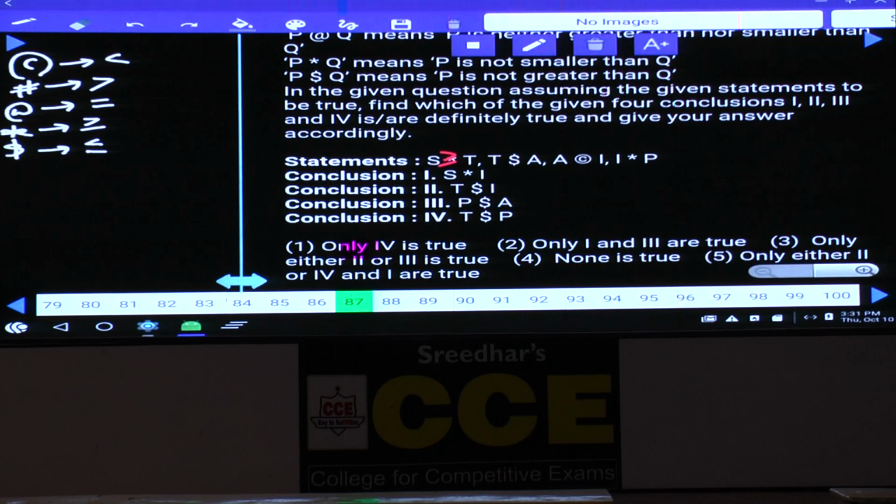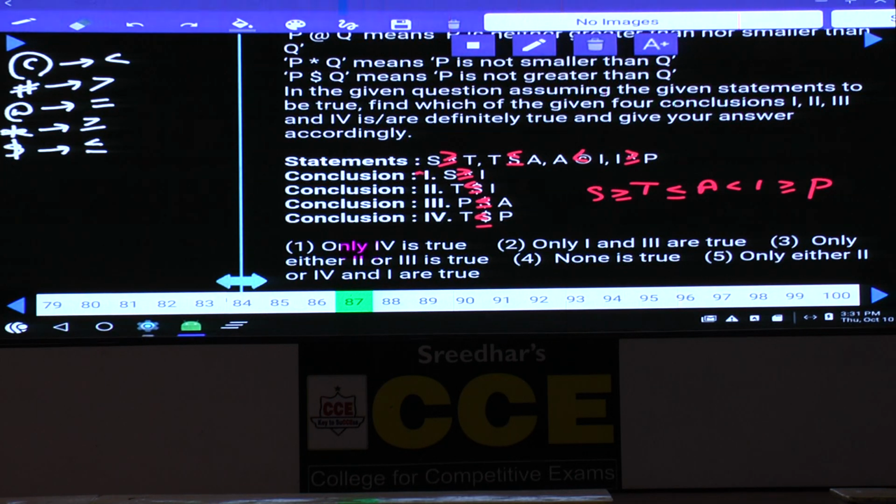Then coming to question number 87, star stands for greater than or equals to, and dollar stands for lesser than or equals to, and copyright means lesser than, and the star stands for greater than or equals to. Now S greater than or equals to T, and T lesser than or equals to A, A lesser than I, I greater than or equals to P.